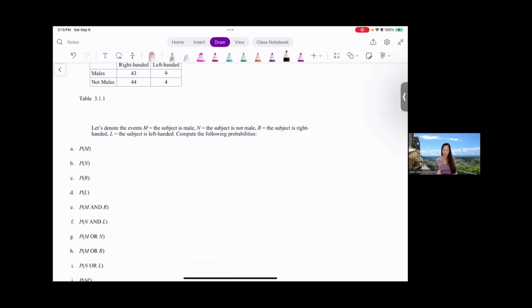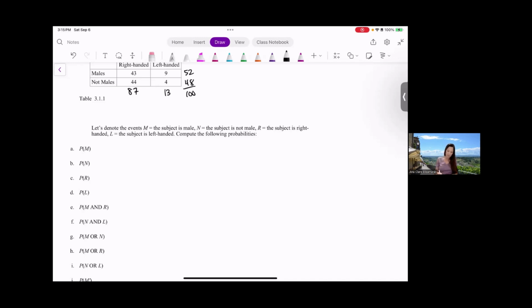So we're computing probabilities based on this. There are 100 total. They did tell us that there were 100. If you were to add them together, like the males, you would see that we had 52. Not males is 48. That adds to 100. Left-handed is 13, and right-handed is 87. That also adds to 100. So our denominator is going to be 100 unless we're doing something conditional.